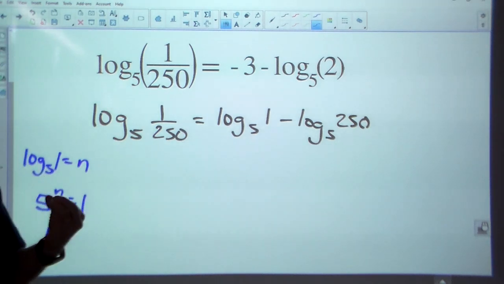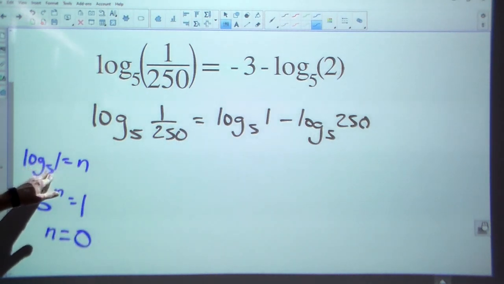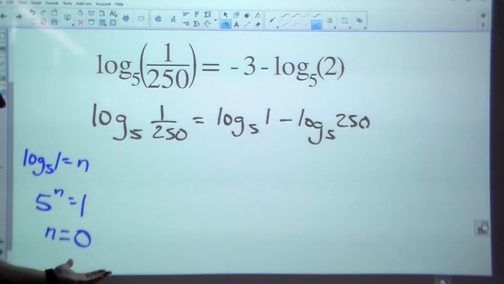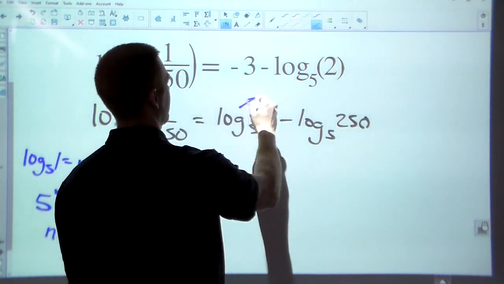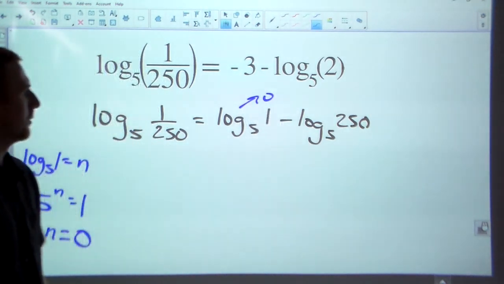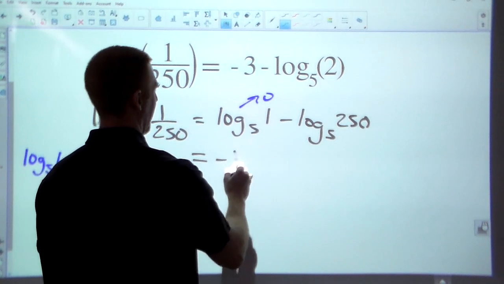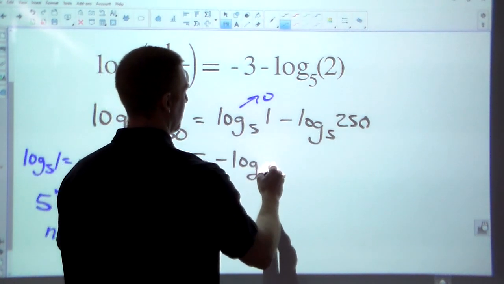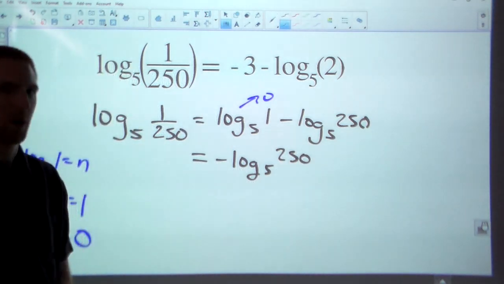What's the thing that if we raise anything to that power, we get 1? Well, n's got to be 0. So that tells me that the log base 5 of 1 is 0. It's got to be. So this part right here can just go away. That's 0, so I don't have to write that anymore. I'm just going to go ahead and say, all right, negative log base 5 of 250 over here.